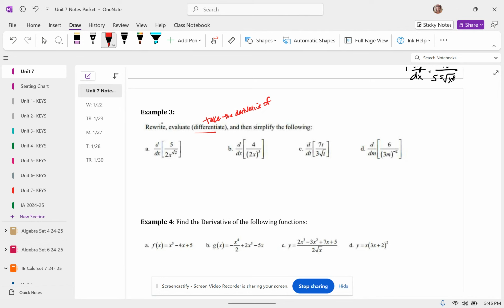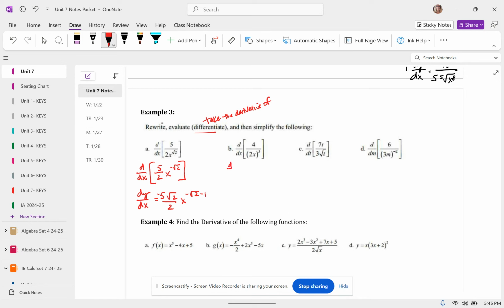Okay. So I would have d dx of 5 over 2 x to the negative rad 2. And then if I wanted to take the derivative of this, I would end up getting 5, a negative out front, rad 2 over 2 x to the negative rad 2 minus 1.